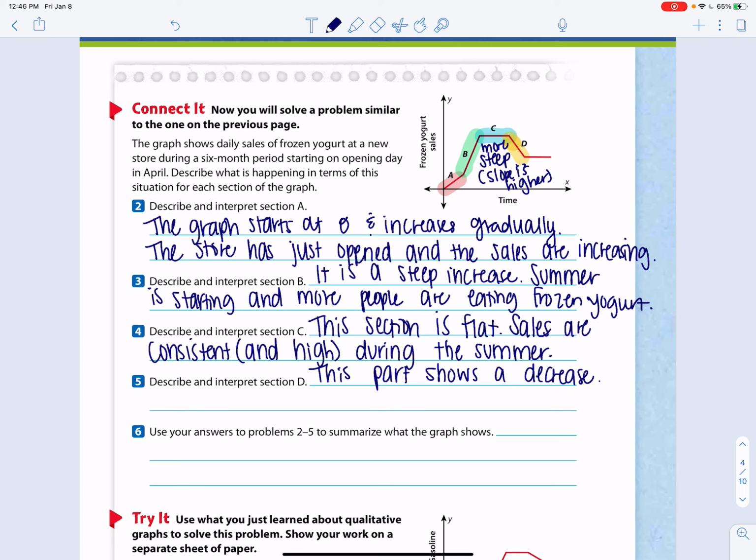All right, so that means that the sales, of course, are decreasing. They're not selling as much. And of course, if it's a 6-month period and maybe D is closer to the end of the 6-month period, that means winter starting, okay? So we can say that sales are decreasing, maybe not winter, maybe fall. Sales are decreasing as colder weather starts.